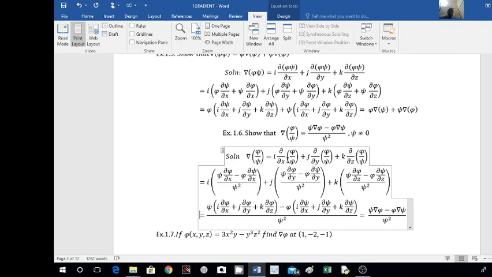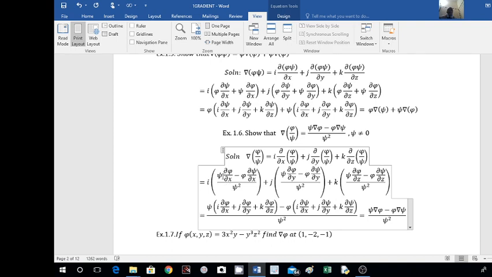Here, to differentiate this, I have to use the quotient rule. In the denominator, we have denominator squared, ψ squared. In the numerator, denominator into derivative of numerator minus numerator into derivative of denominator, plus j into, here also the same thing with respect to y, plus k into, here also the same thing. This is the differentiation of this. Now here ψ squared is there, so I will take 1 by ψ squared as a common factor.